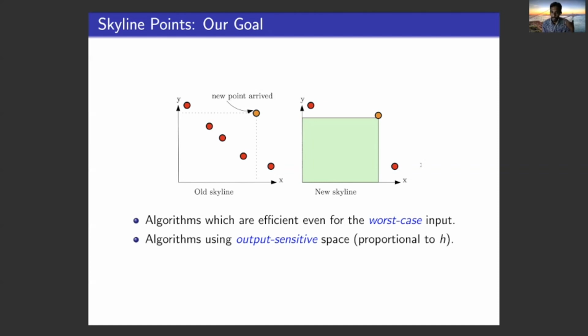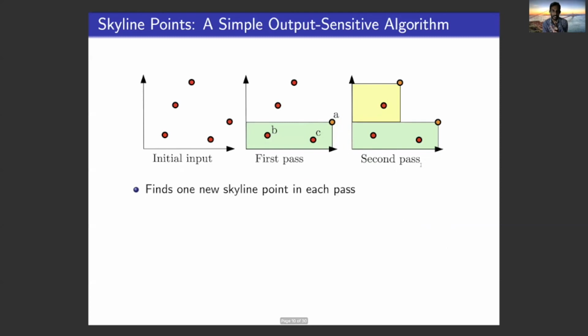Because we have to output all the Skyline points, our algorithm has to store these h points. So inevitably it has to occupy at least h space. So we want to design algorithms whose space is proportional to h. That's what we mean by output sensitive space.